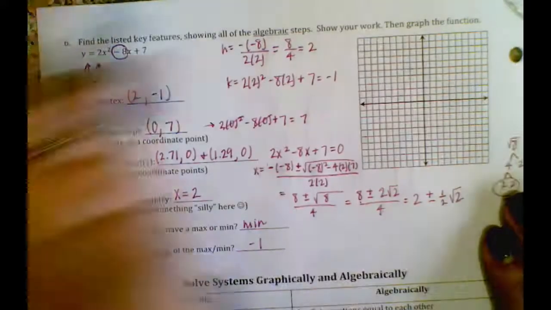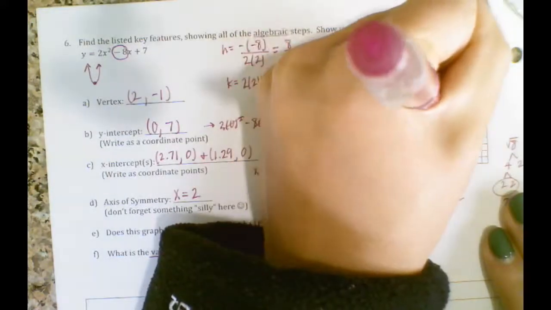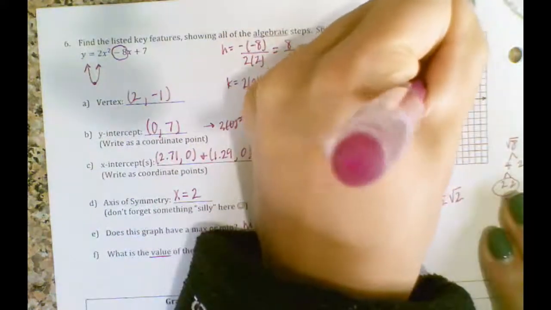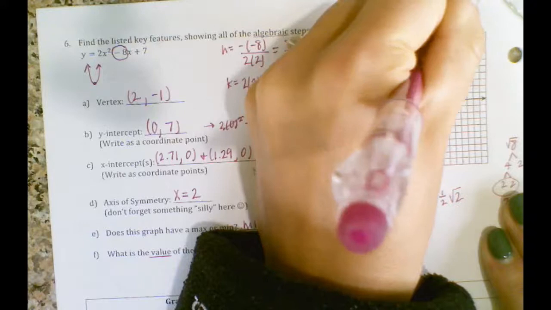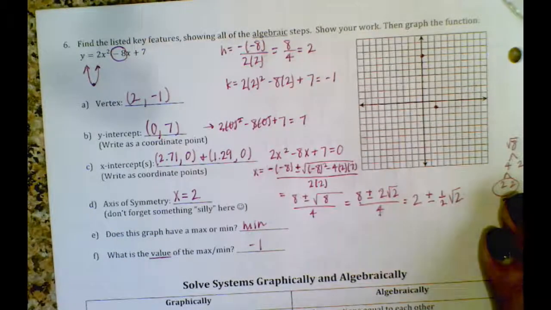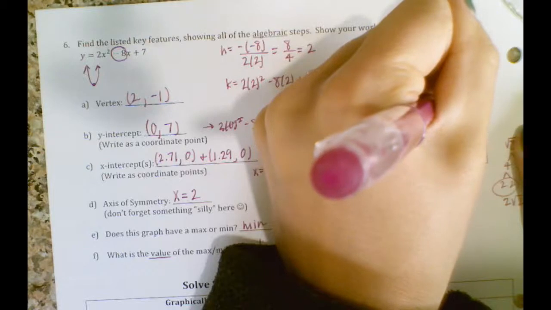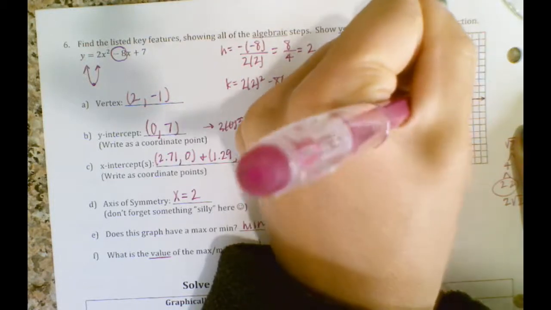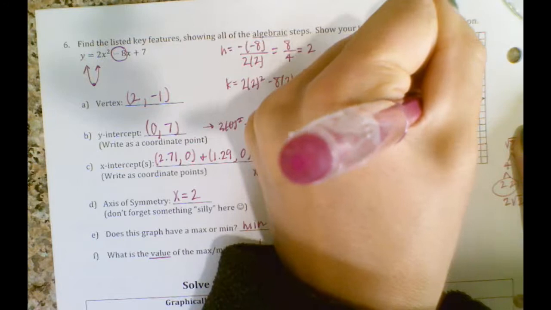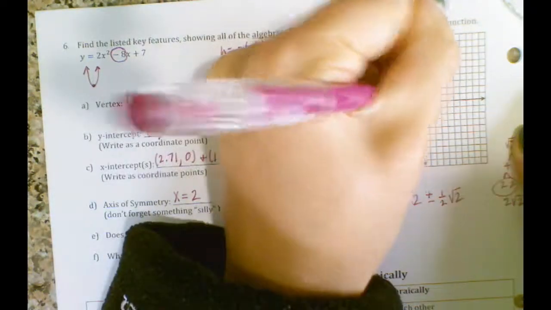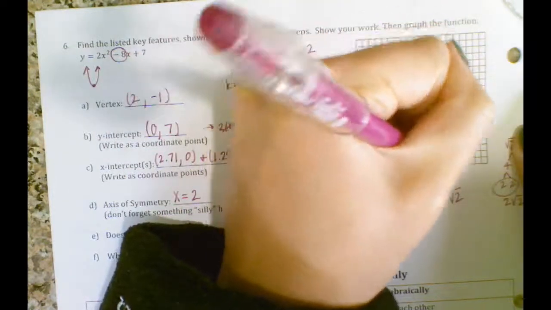Now we can double check those two things once we graph it, but let's go ahead and do this. So I have the vertex is 2, -1. My y-intercept is 0, 7. And I have an x-intercept at 2.7 and at 1.29. And I have my axis of symmetry at x equals 2. So remember that's a dotted line because it's not part of your function.